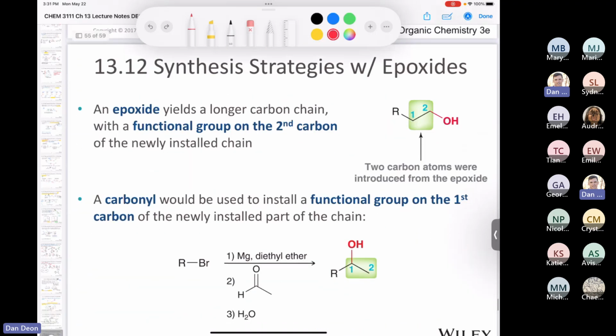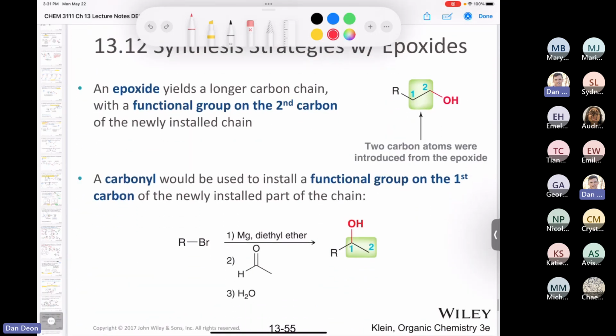Now, what if you wanted to have the hydroxyl on the first carbon, right? We just looked at the strategy where you end up with the hydroxyl on carbon number 2. What if you wanted to have it on carbon number 1? Like this, well, in that case, you would use a carbonyl compound, okay? This compound has a name. This is called acetaldehyde, okay? The name is neither here nor there, but I'm telling you because it will show up later on in this course. It's an aldehyde, acetaldehyde.